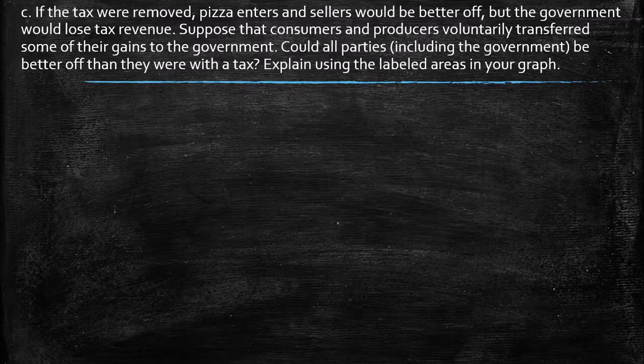Suppose that consumers and producers voluntarily transferred some of the gains to the government. Could all parties, including the government, be better off than they were with the tax? Explain using the labeled areas in your graph.